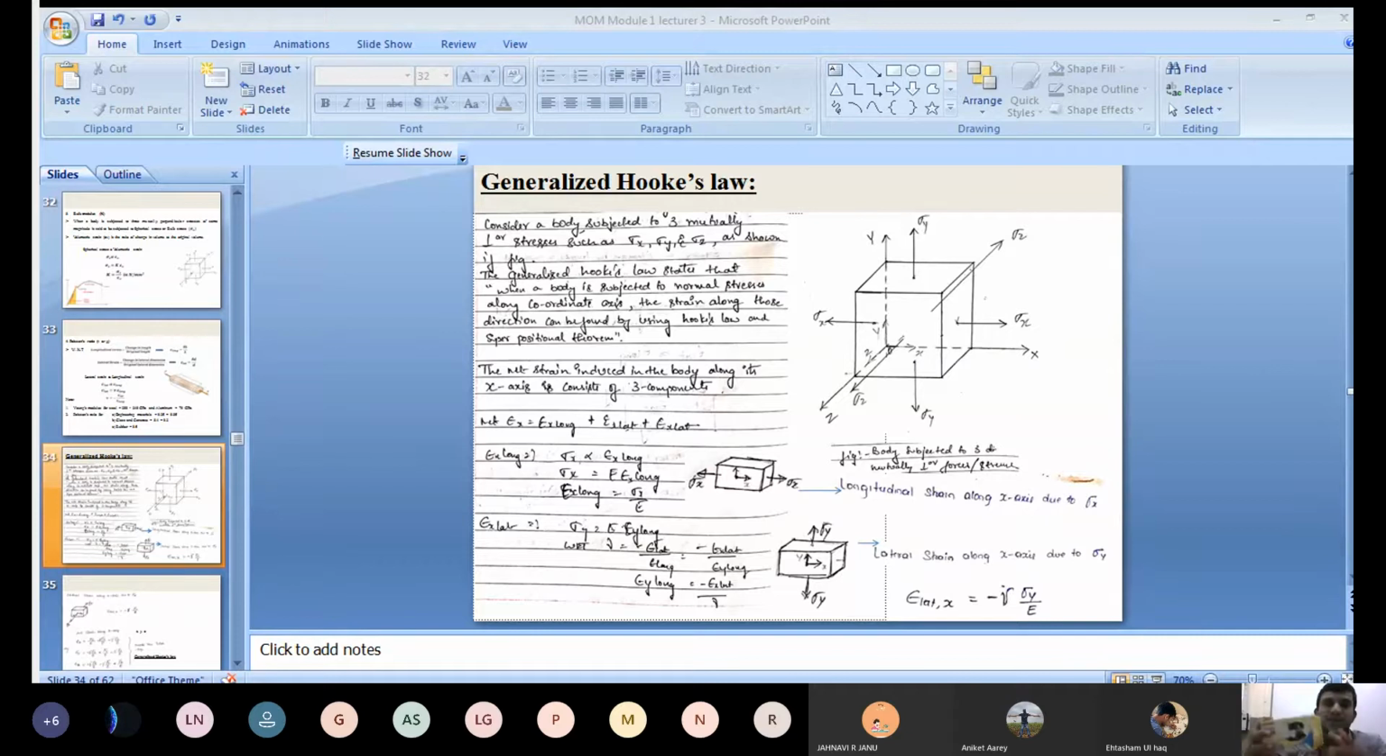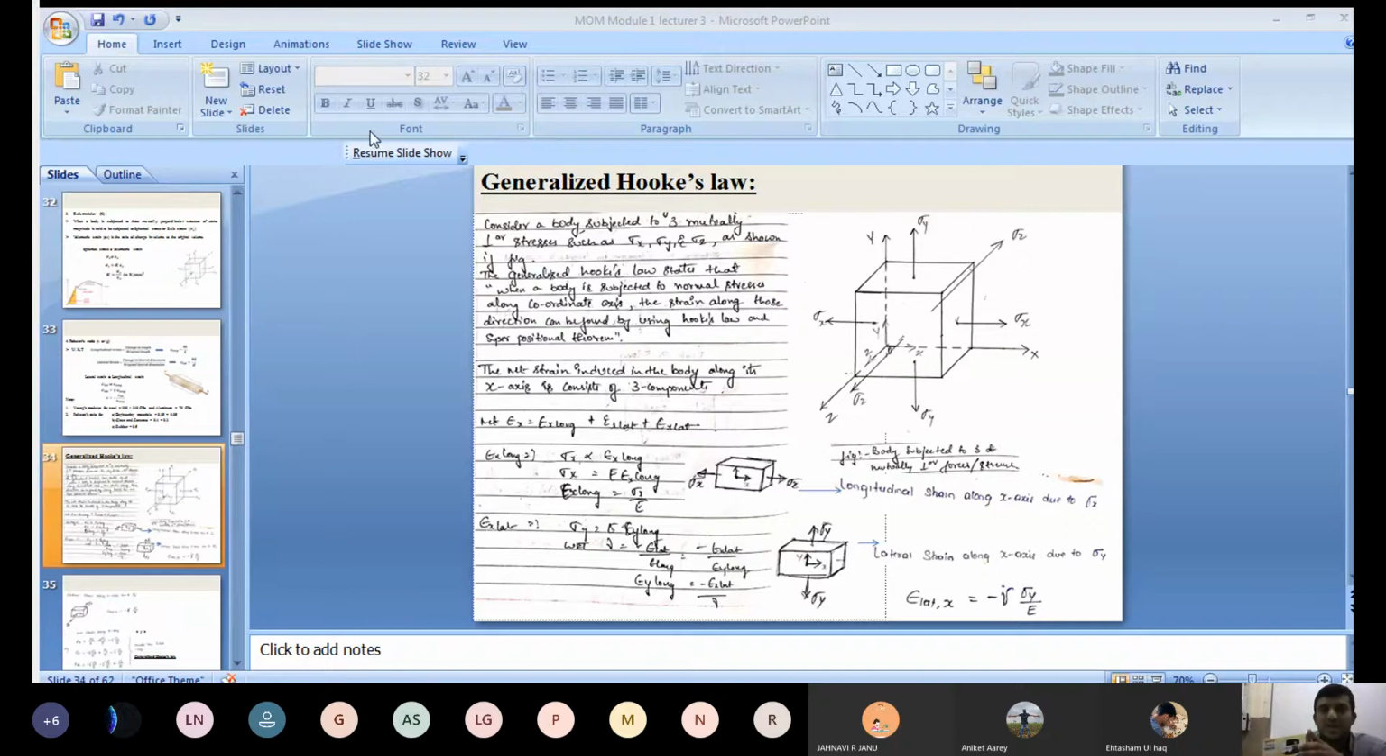Now if the cube is subjected to stresses acting along three mutually perpendicular directions, x-axis, y-axis, and z-axis. Along the x-axis, what is the stress acting here? Sigma. Suffix in which axis is it acting? X. That's why it's called sigma x, the normal stress acting in the x direction. Similarly, the normal stress acting in the y direction is represented as sigma y, and the normal stress acting in the z direction is sigma z.